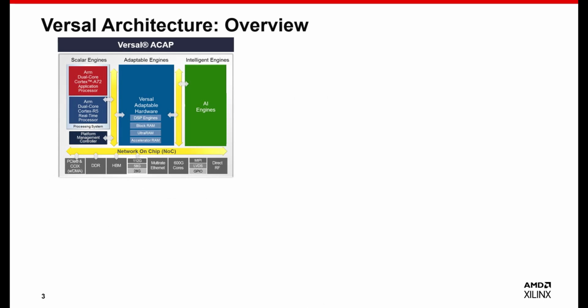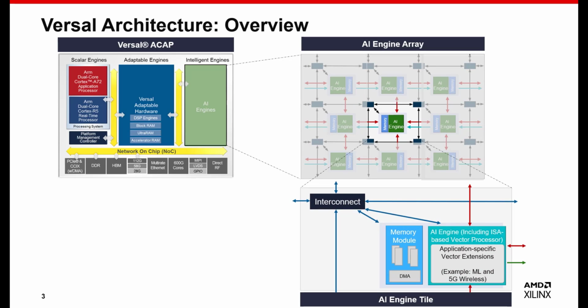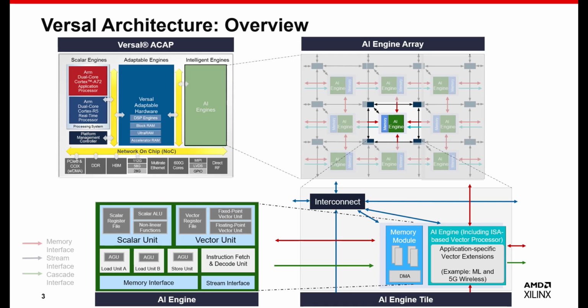Versal Adaptive Compute Acceleration Platforms (ACAPs) combine scalar engines, adaptable engines, and intelligent engines with leading edge memory and interfacing technologies to deliver powerful heterogeneous acceleration for any application. The AI Engine Array is the top-level hierarchy of the AI Engine architecture. It integrates a two-dimensional array of AI Engine tiles. Each AI Engine integrates a very long instruction word processor, integrated memory, and interconnects for streaming, configuration, and debug.